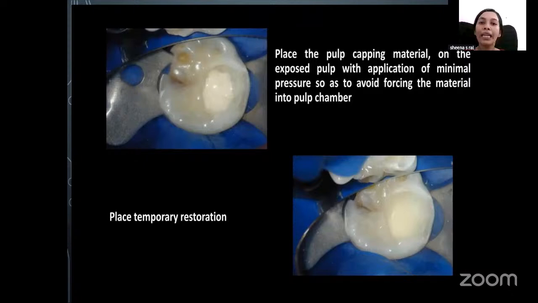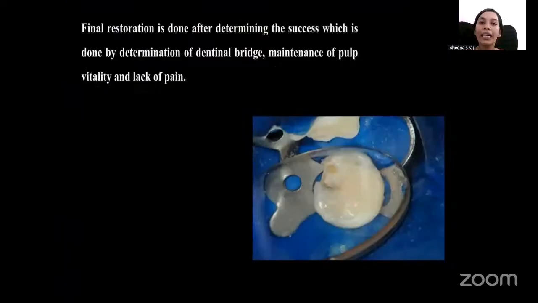And at last, we need to place a temporary restoration and leave the patient, call them back, and we have to check whether dentinal bridge formation has taken place or not, and see whether the patient is not having any pain or any symptoms. The vitality of the pulp is still maintained. That is the most important aim of pulp capping, along with the tertiary dentine formation.